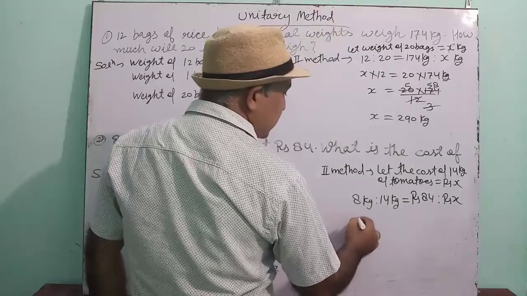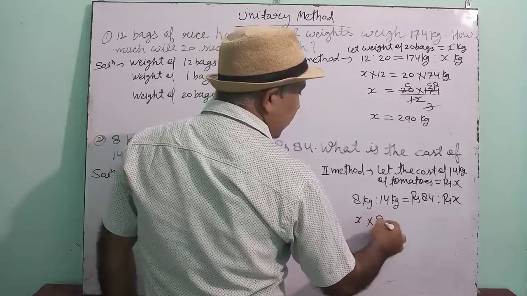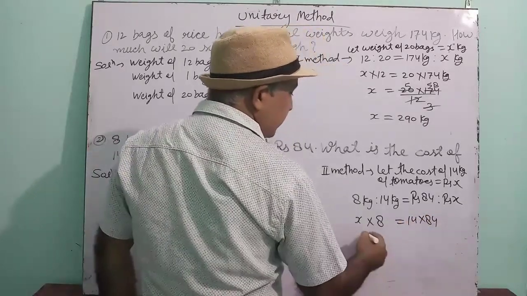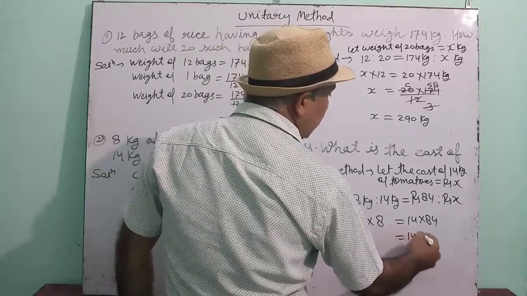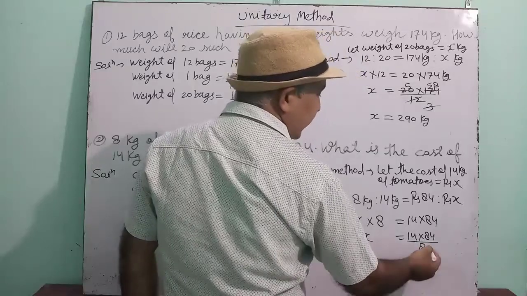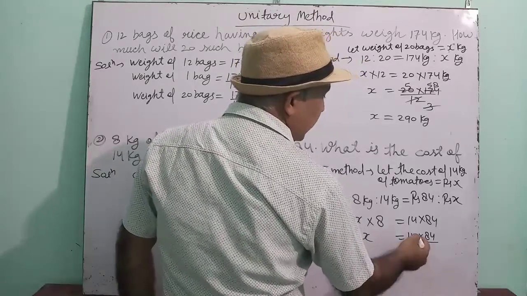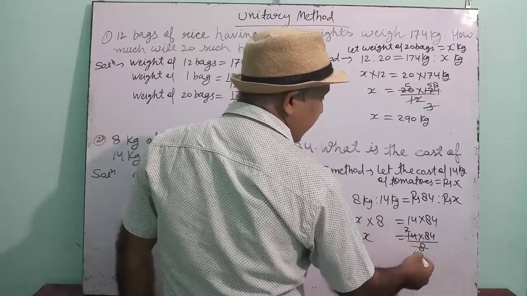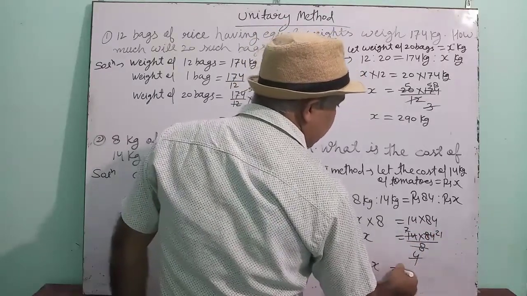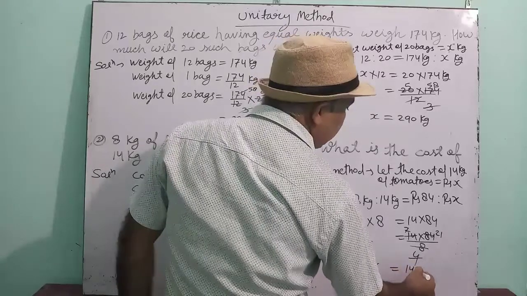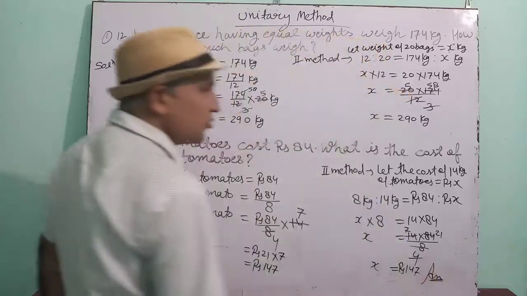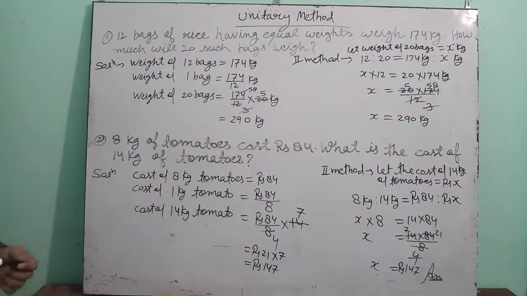Now solve and get your answer. Product of extreme is equal to product of mean. This is the method. So X is equal to 14 into 84 upon 8. Now solve and get 2 dividing 8 by 4 times, 2 dividing 14 by 7 times, 4 dividing 84 by 21 times. So X is equal to 147 rupees. Understood? Now pause the video and note down these questions.